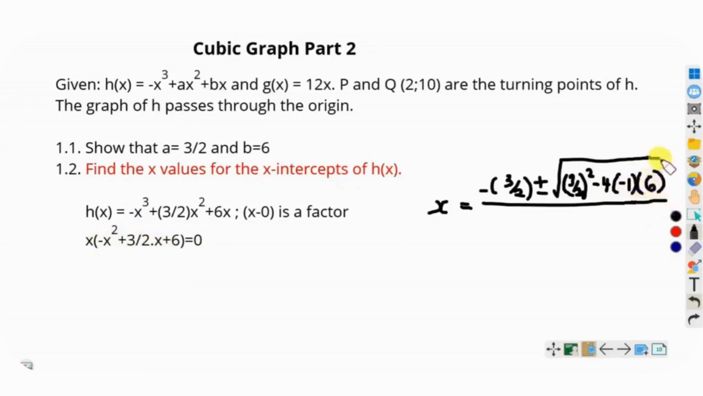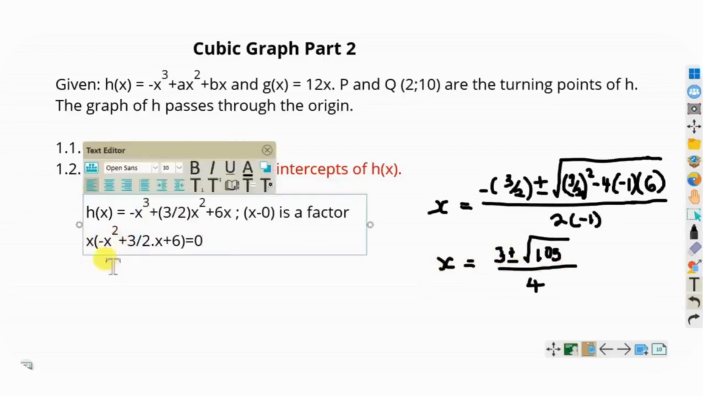Okay. All over 2A. A is negative 1. So when I do this, I get x equals 3 plus or minus the root of 105, all over 4. Okay, all over 4. So now, the factors here.